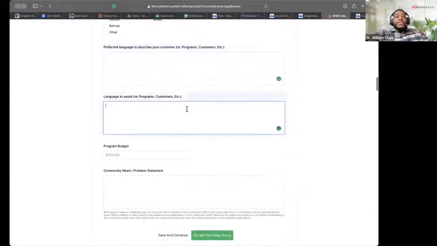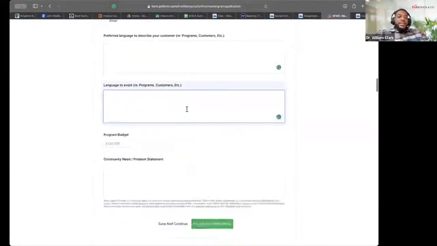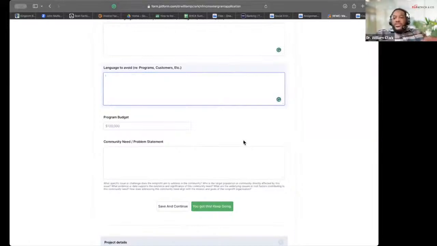Language to avoid. What language do you not want to communicate? So you don't want to use the word ex-con. We don't use that, but we'll say returning citizen. So whatever is relevant to your idea, you want to make sure you highlight that.